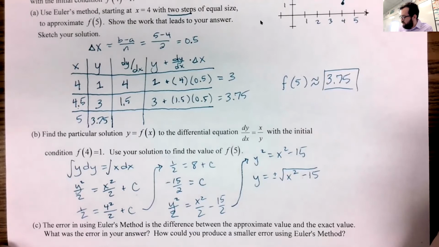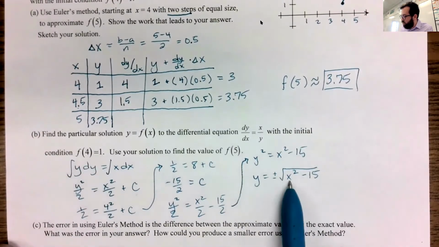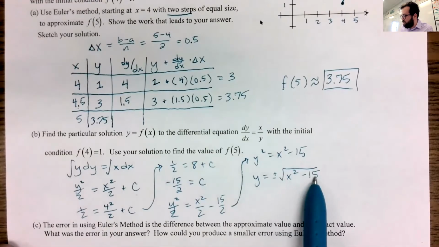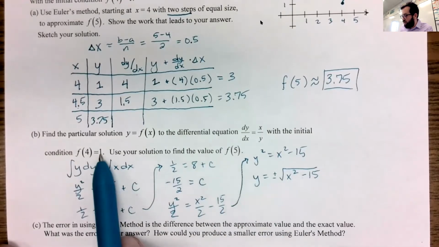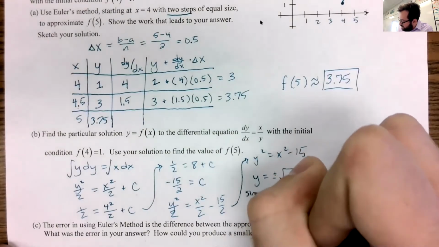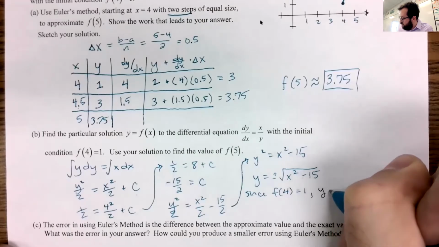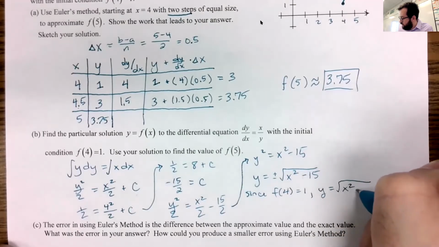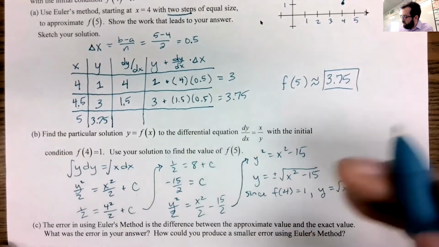And f of 4 is a positive 1. So if we plug in 4 here, we get 4 squared minus 15 is 1. Square root of 1 is positive, or it could be plus or minus 1, but we want our answer to be positive. So I would write, since f of 4 equals 1, y equals positive square root of x squared minus 15. So we found the particular solution.